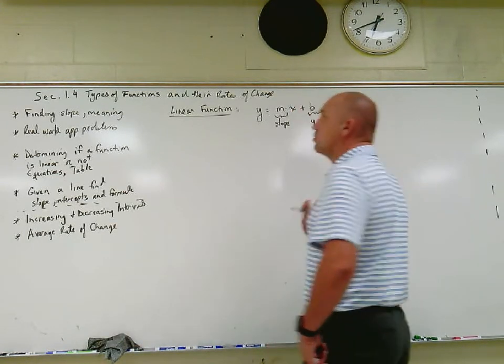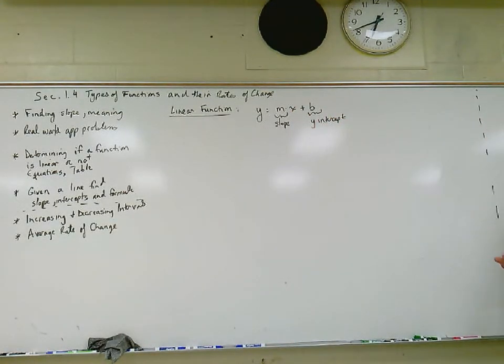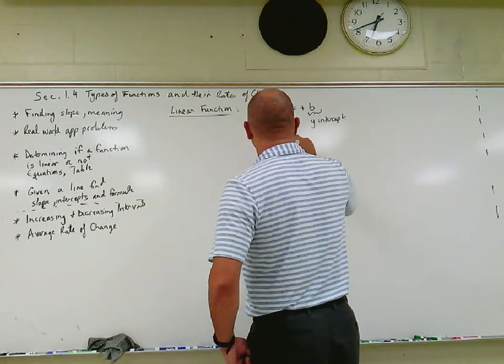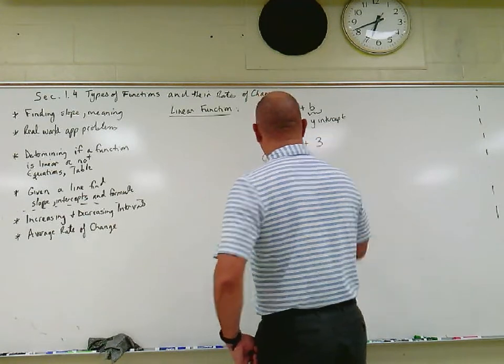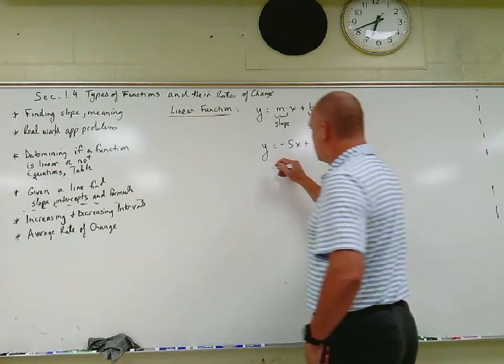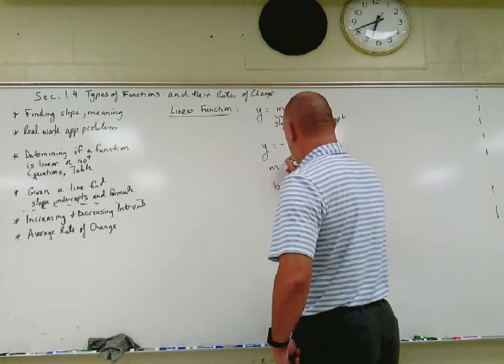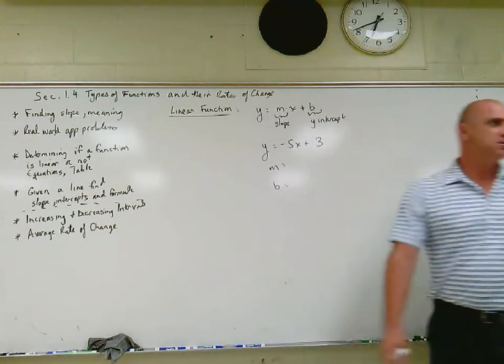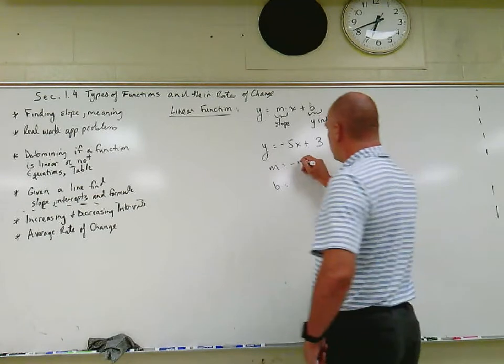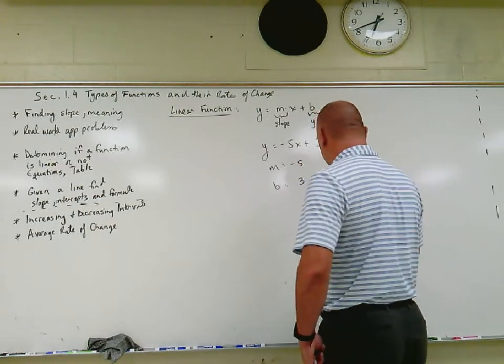So if you know those two things, then you know a lot about the line, right? So just very simply, if I put y equals negative 5x plus 3, you can easily answer if I ask you what the slope is or what the y-intercept is. So what's the slope? -5. And what's the y-intercept? 3. We got that.